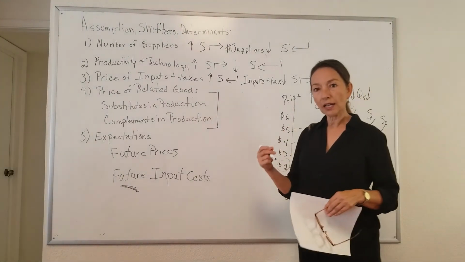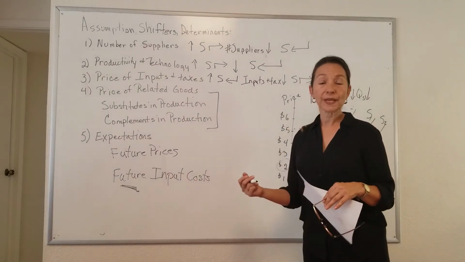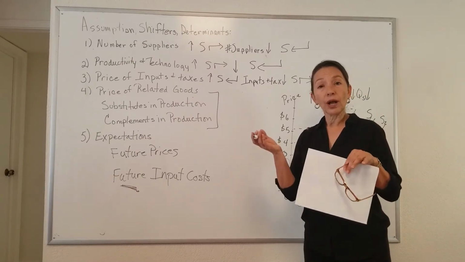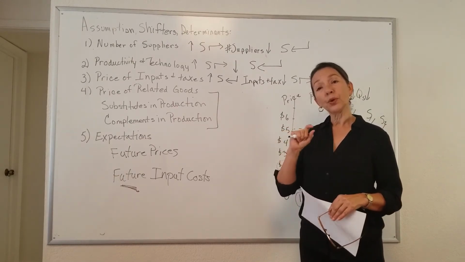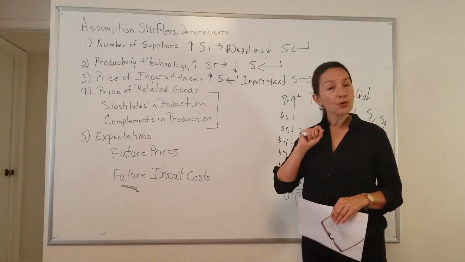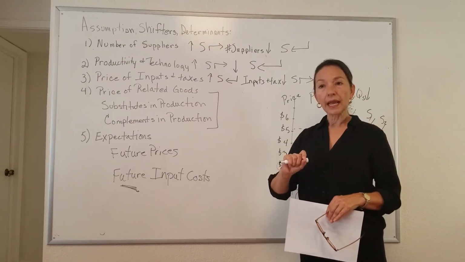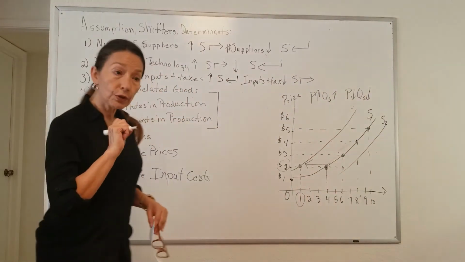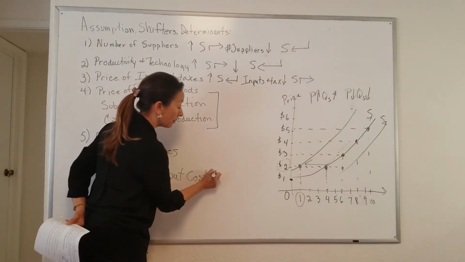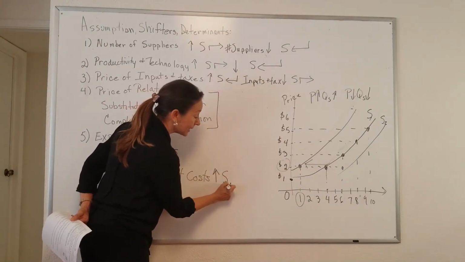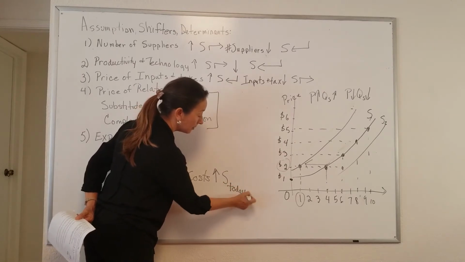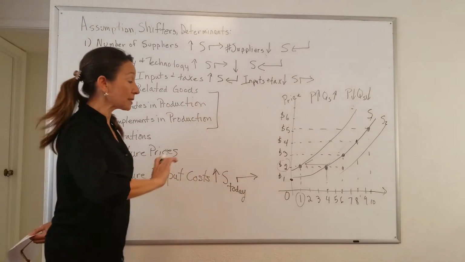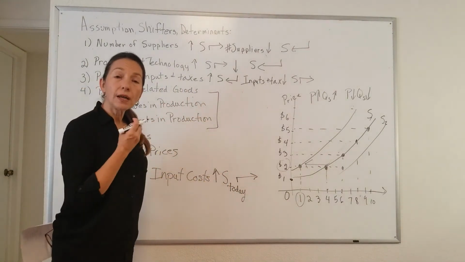So if you think the cost of milk or butterfat, for example, is going to increase in the future, and your costs are going to go up, which means then that your profits will go down, you're going to try to sell as much as you can today to get the highest profit levels possible. So if you think that your future input costs are going to go up, your supply today is going to shift to the right. I'm going to sell as much as I can right now before my cost of production goes up.